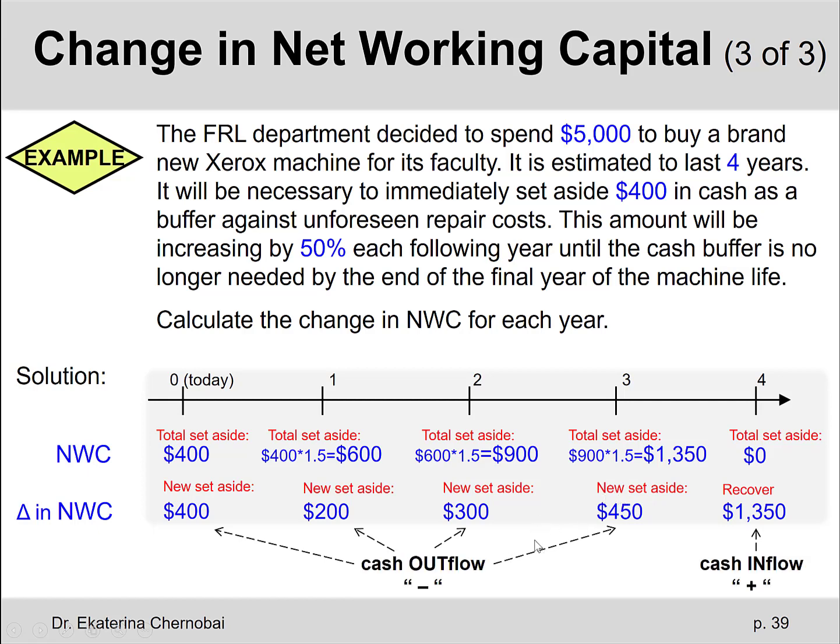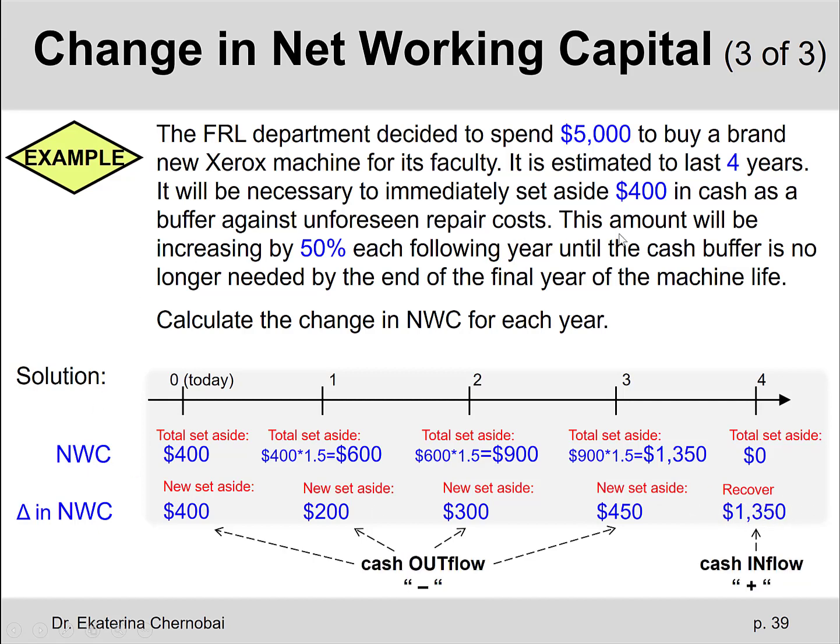Just to emphasize, all the changes in net working capital in this numerical example, all the way until the final year, are cash outflows to the firm, money that is invested. So you can put a negative sign in front of all of this, in front of $400, in front of $200, in front of $300, and in front of $450. But the amount that's recovered at the very end, which is the sum of all those cash outflows, is a cash inflow. So you can also put a plus sign in front of it, to make it clearer that it's the money that would be coming in.